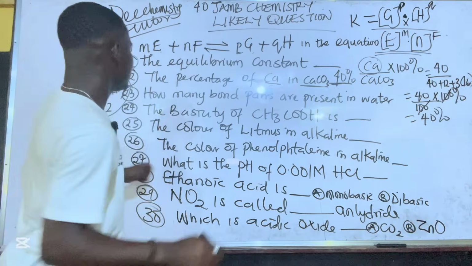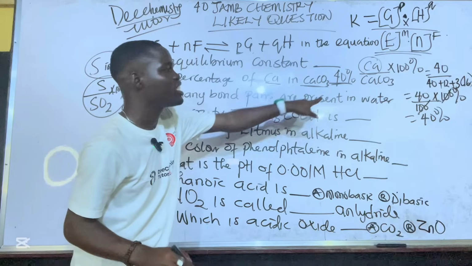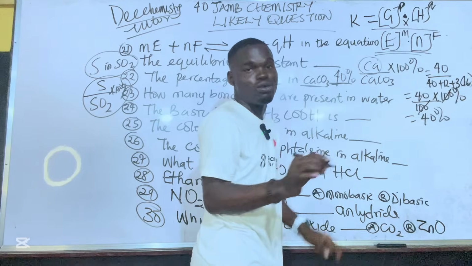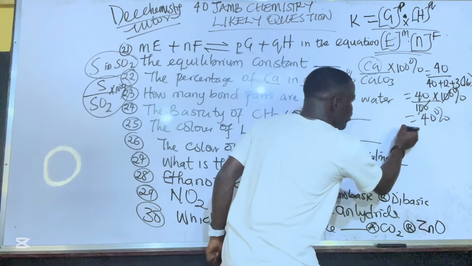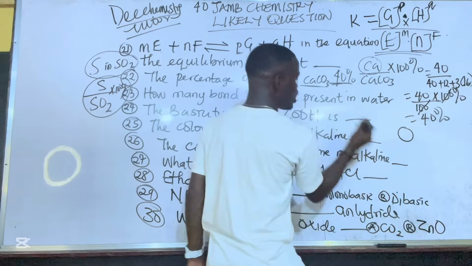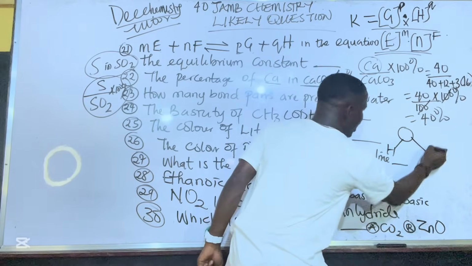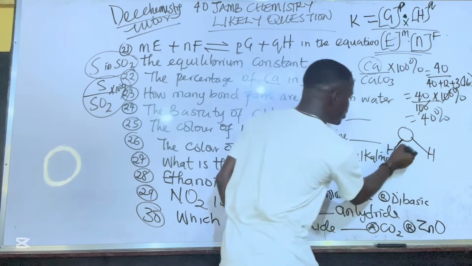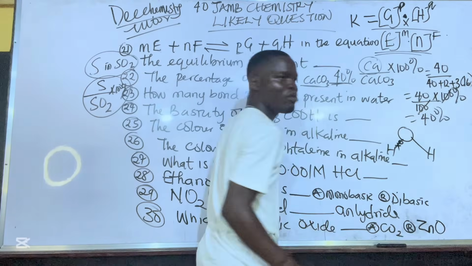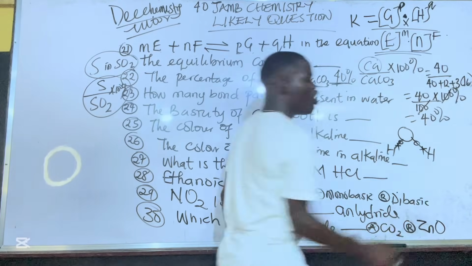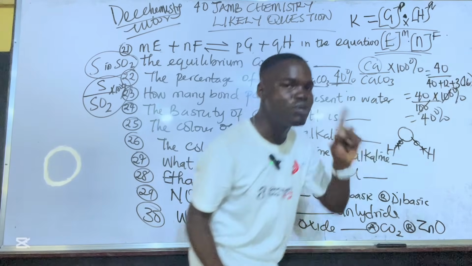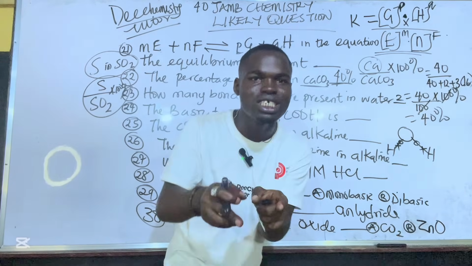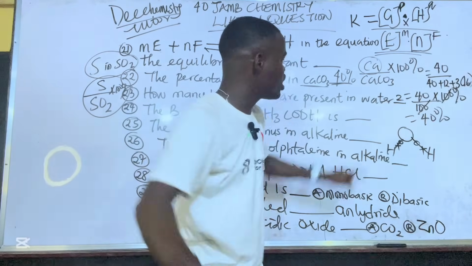Okay, that is that. Now, how many bond pairs are present in water? This question is so easy. You have to realize that when you have oxygen as the central atom of water, you have hydrogen to this side, then hydrogen to this side. Each stroke contains 2 electrons, one from oxygen, another one from hydrogen. One from oxygen, another one from hydrogen. So these are the bond pairs. That means the answer to this question is 2. Very easy.